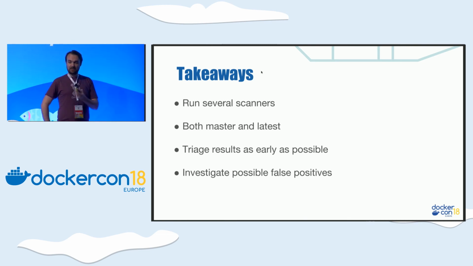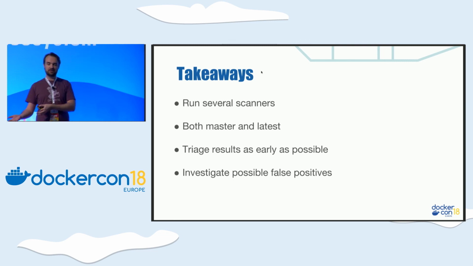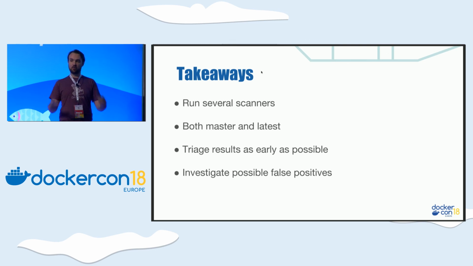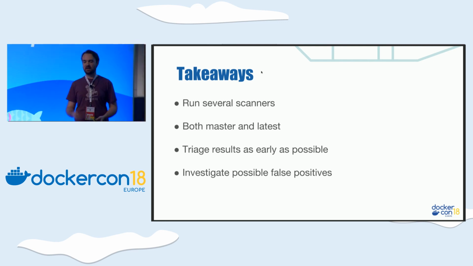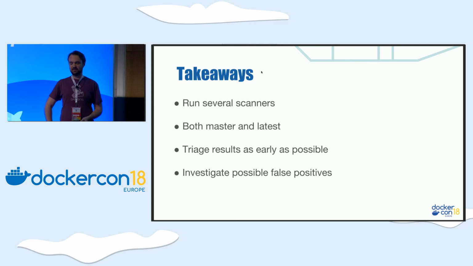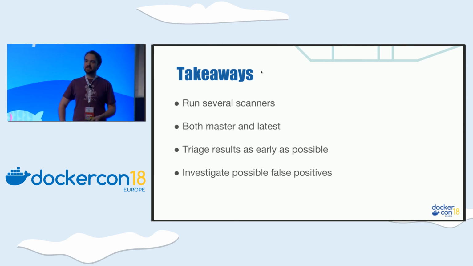Yep. So we run several scanners, and we do because nobody's perfect. Nobody has the complete perfect database. So having several scanners is going to help you detect things: scanner A can detect things scanner B could not detect. So it's good to have more coverage. Don't forget to scan many versions, not only master, but also what's actually running right now. Triage results as soon as possible. And this is what we did, and having results pushed to you helps being as reactive as possible. And don't forget, these are automated systems. Automated systems have flaws and they have their false positives. So it's always good to take some time to investigate them.